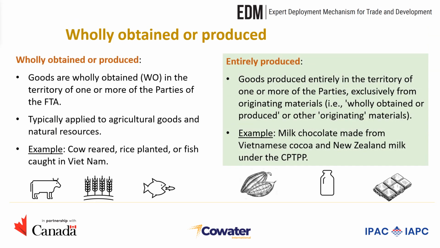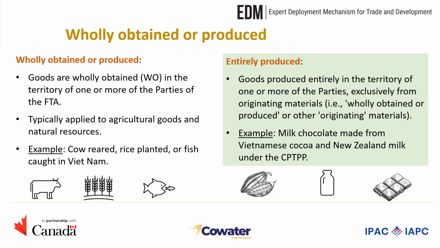The first set of rules to identify the origin of a product is wholly obtained or produced. As the name suggests, the criterion for this rule is that goods must be wholly obtained or produced in the territory of one or more of the parties to that FTA. This type of rule, the wholly obtained rule, is often applied to agricultural goods and natural resources, for example, cows reared, rice planted, or fish caught in Vietnam.